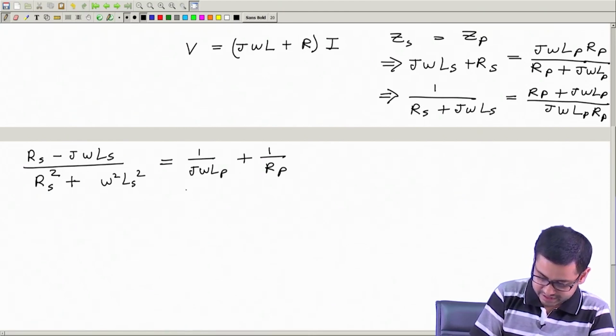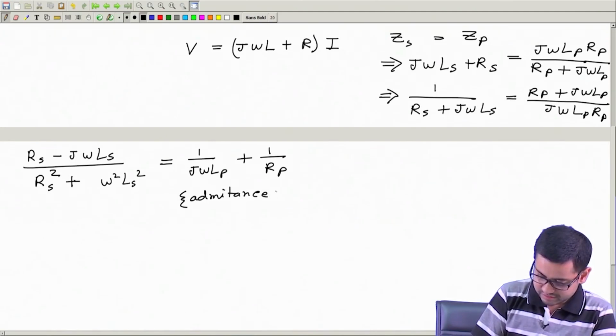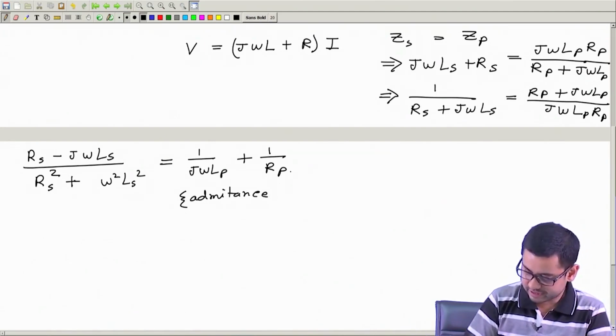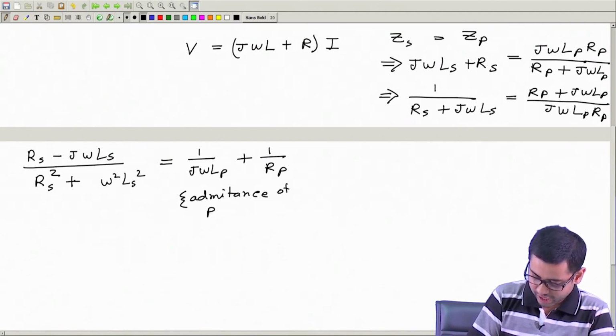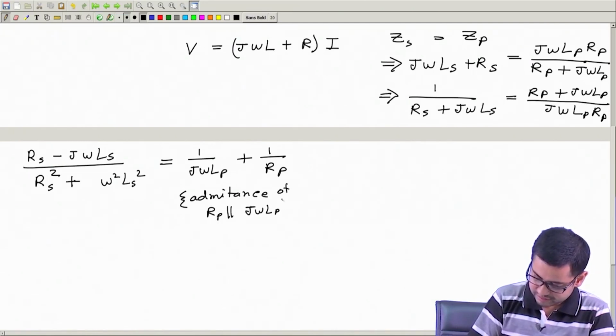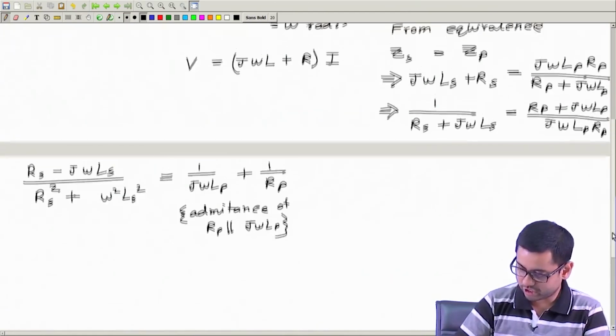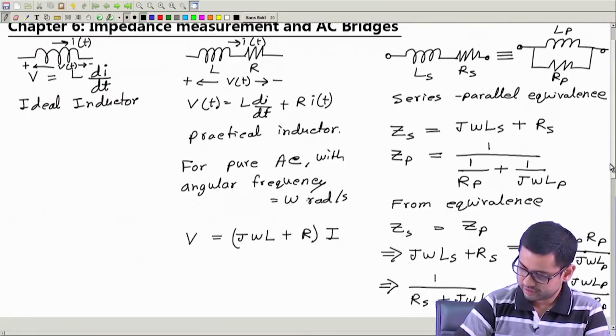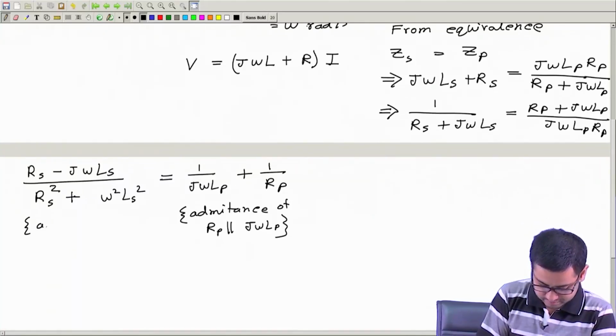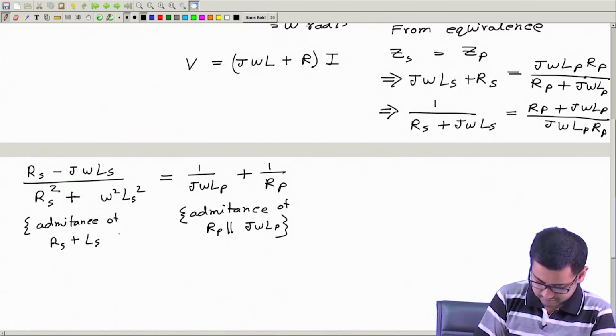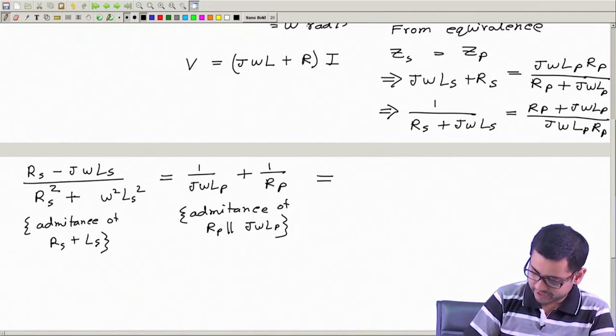So, basically this side is now the admittance of the second circuit of this Rp parallel j omega Lp, and this side is actually the admittance of this circuit. So, 1 over impedance is the admittance.